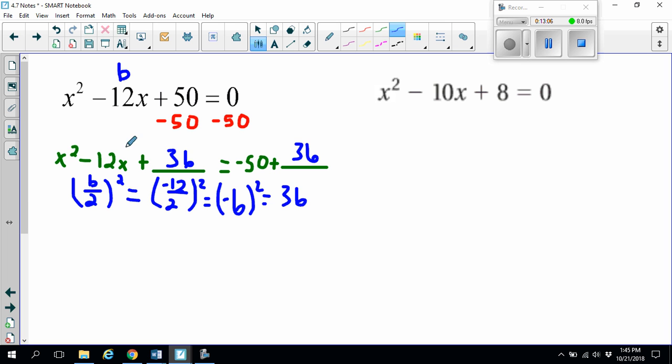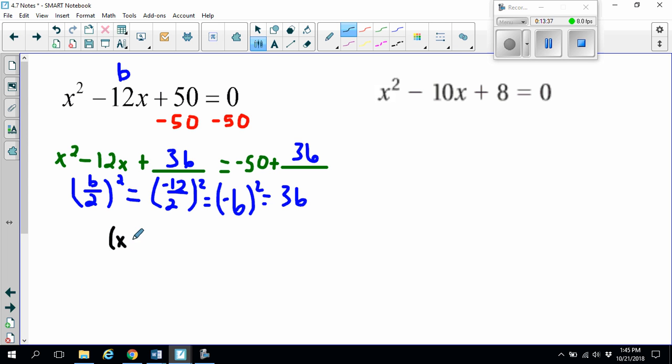And when I add 36 to my left-hand side, I have made it a perfect square trinomial, which allows me to factor it. And so remember, what I do to one side, I have to do to the other. So if I added 36 to the left-hand side, I have to do the same thing to the right-hand side. So now I factor x squared minus 12x plus 36. Now when I do this, I want to make sure that my factors are exactly the same. Whenever you are factoring, the numbers should be exactly the same.